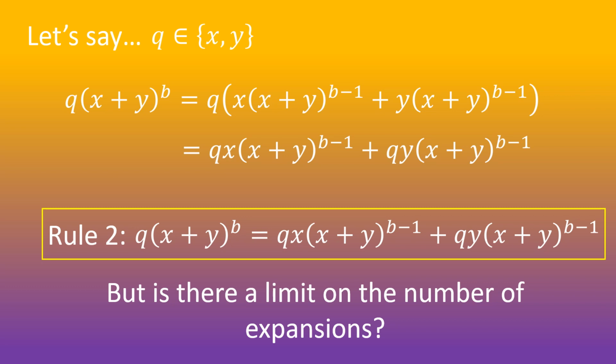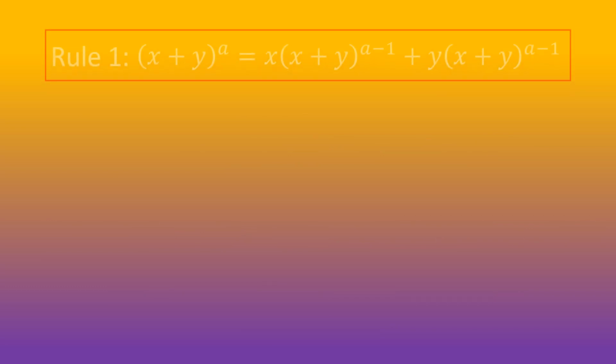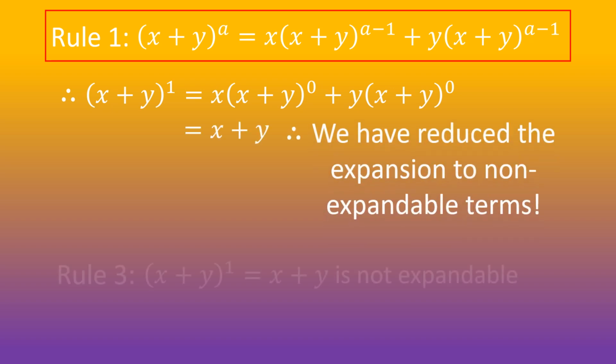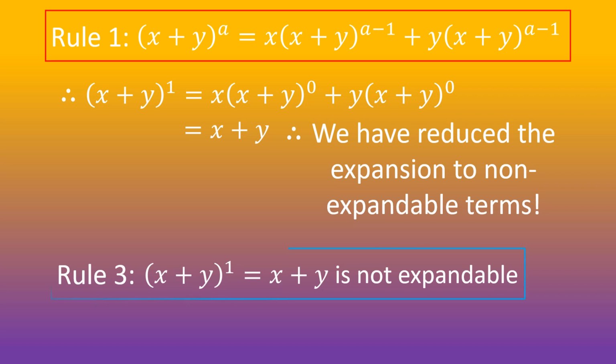But is there a limit to the number of expansions? And we will answer that on the next slide. Alright, so to answer that question, we begin with rule 1. And if we have a equal to 1, then we end up with x plus y. And we see that x or y, they're not expandable. So therefore we have reduced the expansion to two non-expandable terms. And that is our rule 3, which is (x + y)^1 is equal to x plus y, which is not expandable.